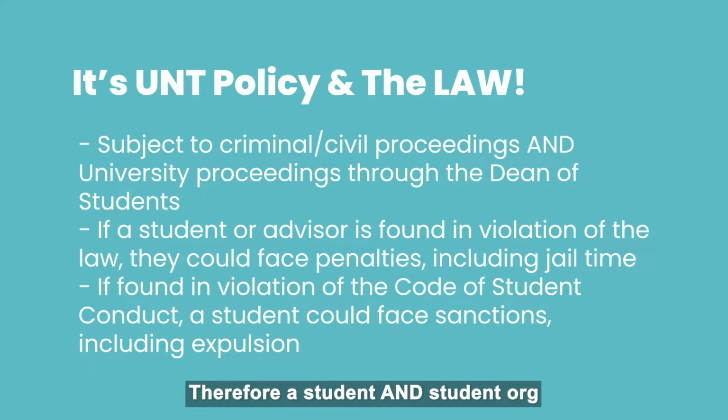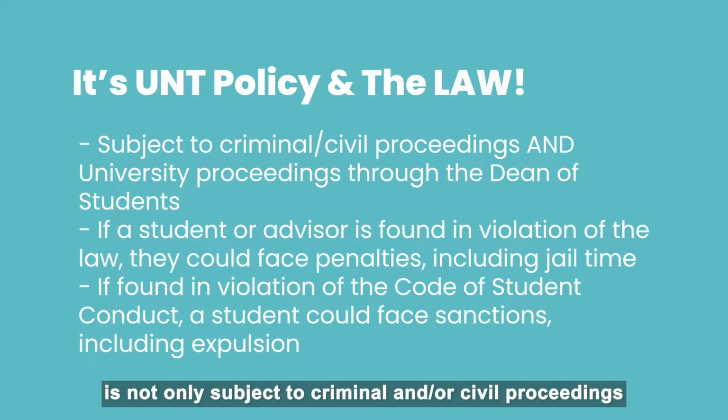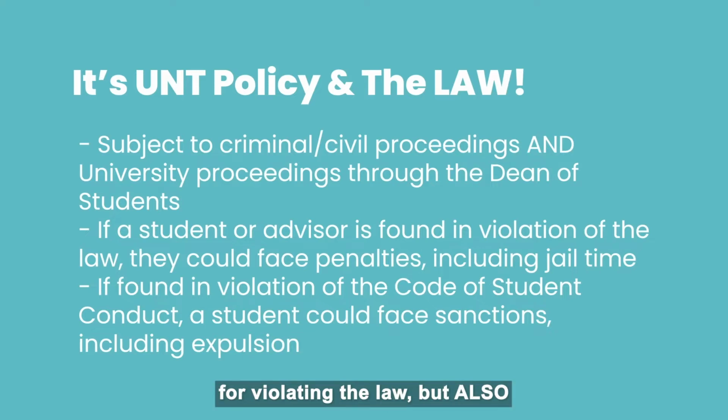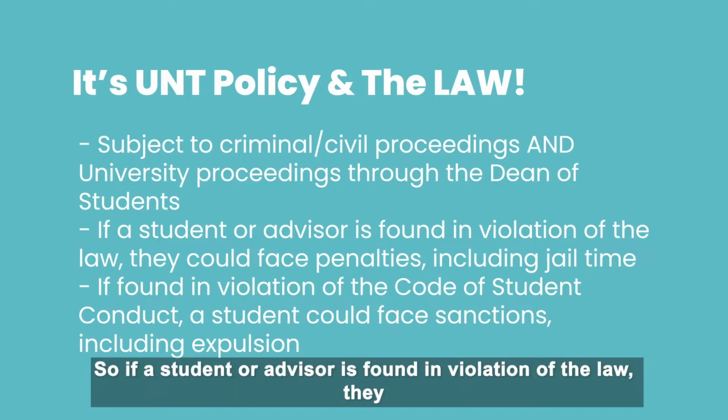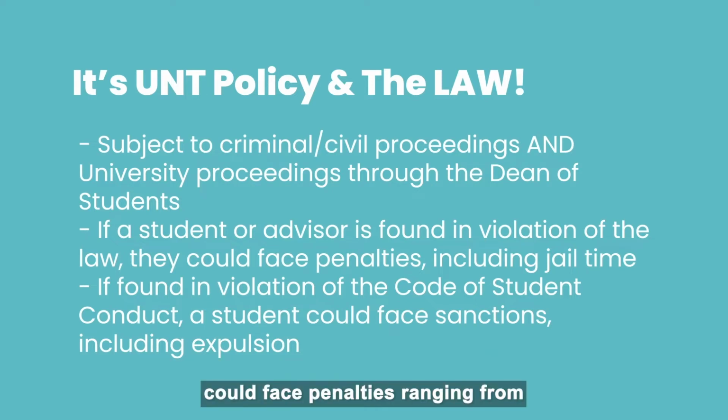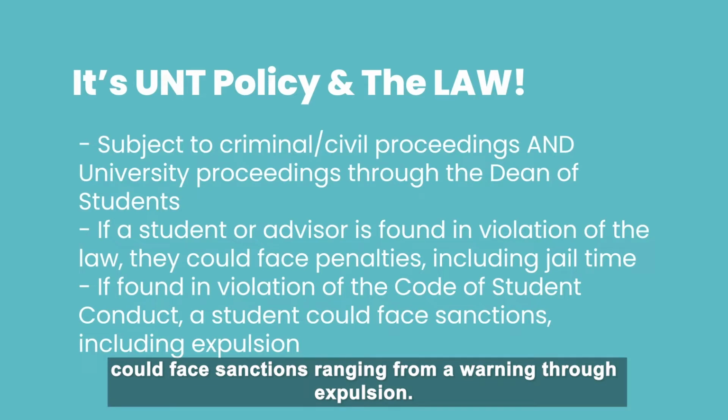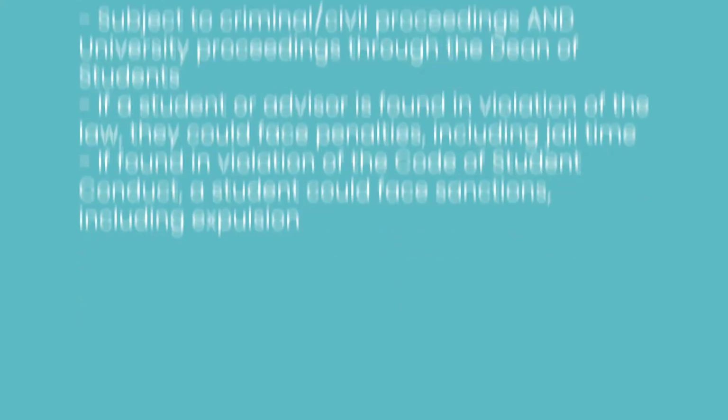Therefore, a student and student org is not only subject to criminal and/or civil proceedings for violating the law, but also to university disciplinary proceedings through the Dean of Students, as it relates to both alcohol and illegal drugs. So if a student or advisor is found in violation of the law, they could face penalties ranging from community service to jail time. And if found in violation of the UNT Code of Student Conduct, a student could face sanctions ranging from a warning through expulsion.